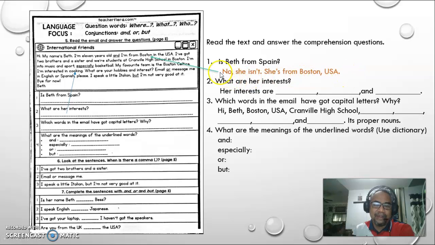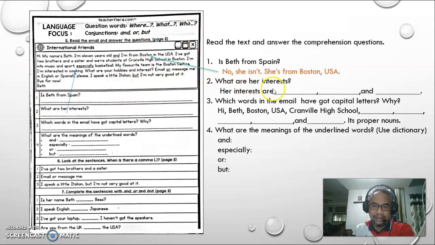So where can we find the answers? Yes, we look at the first line in the paragraph. So you need to know the clues where to look out for the answers. All right. Okay, number 2.